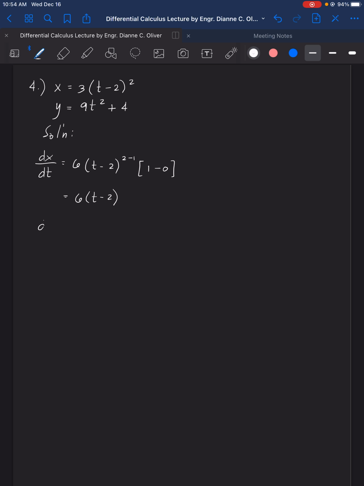Now for dy, deriving it with respect to t, we have there 18t plus 0. So dy over dt is 18t. To get the first derivative dy over dx, let's divide dy over dt with dx over dt. That is the value for dy over dt divided by the value of dx over dt.